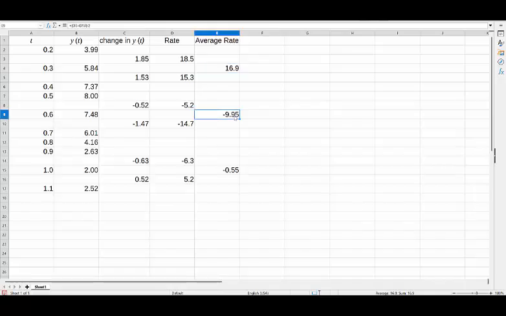Here, negative 9.95, it's moving not as fast as it was earlier, but it's also moving toward the ceiling again. And here, at negative 0.55, it's still moving toward the ceiling, but not very fast at all. It's almost stopped. So those are those values. So that's how we analyze this function.